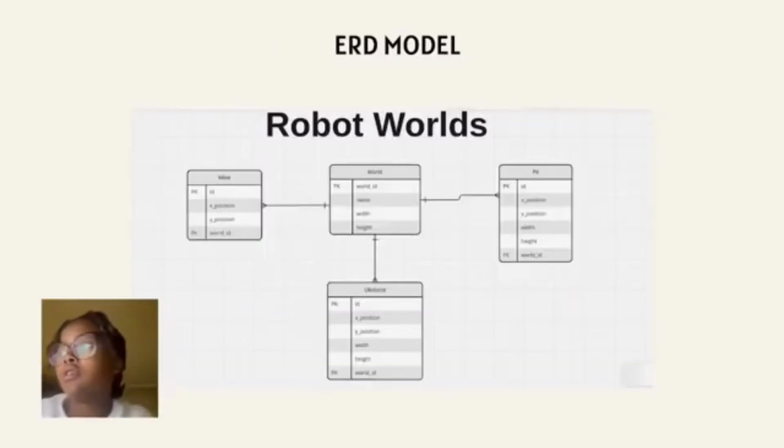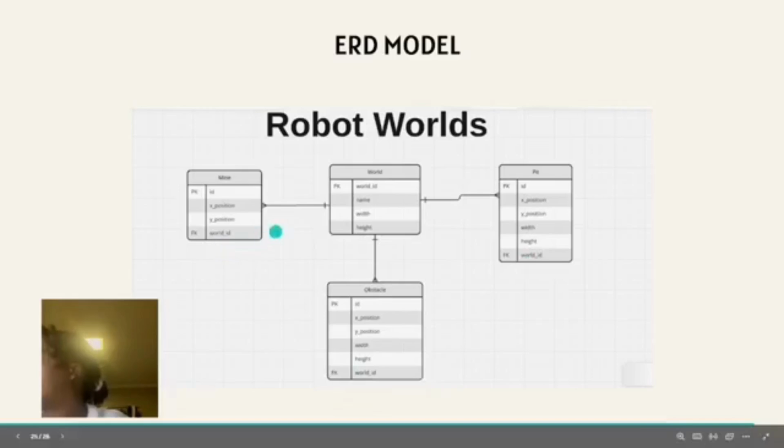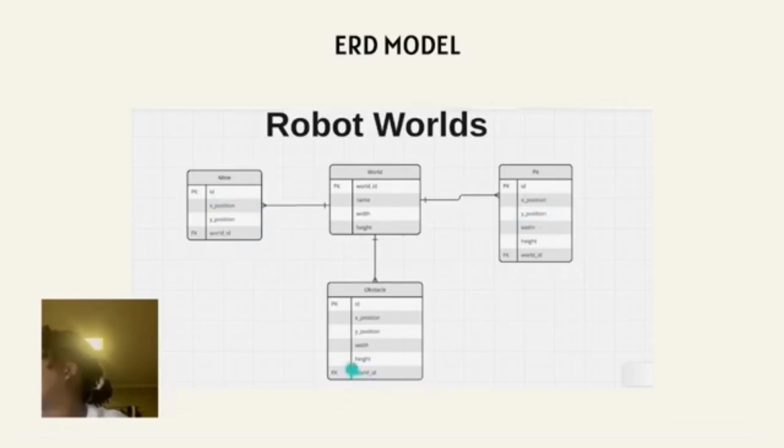This is our ERD model, and it shows you that the world has its own table, the pit has its own table, as well as the obstacle, and the mine has its own table. The world's primary key links to each foreign key in the obstacles, pits, and mines tables. As you can see, they all have world ID as the foreign key. Each table has its own primary key, which is an ID that shows its uniqueness as well as links it very well to our Robot Worlds project.